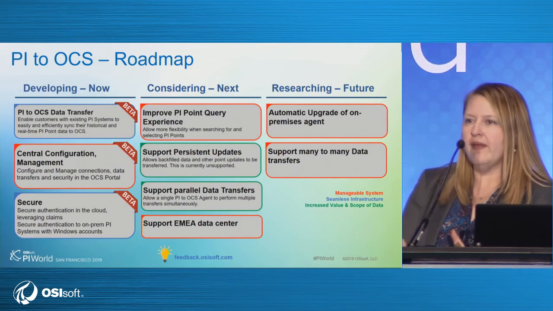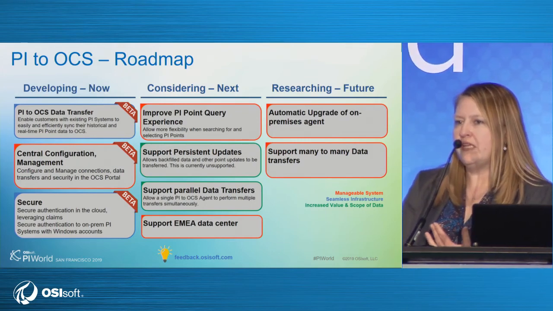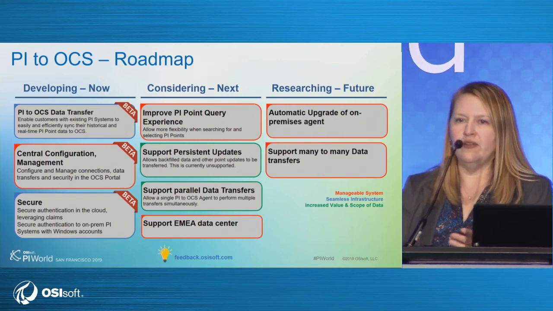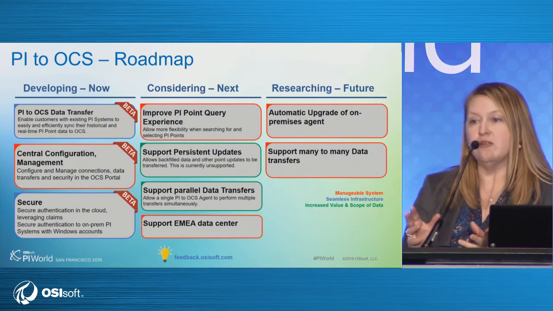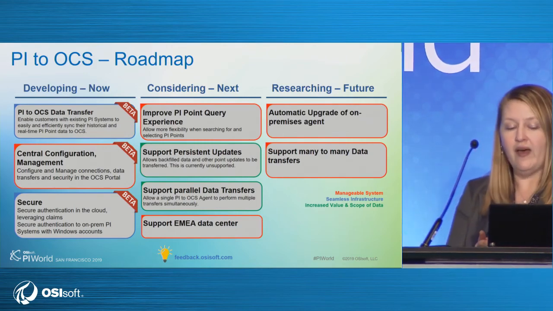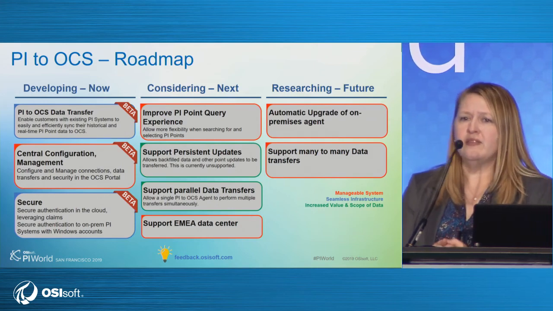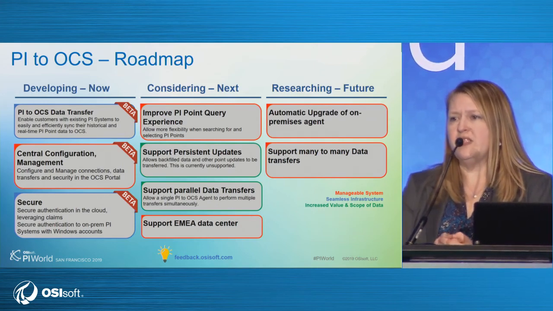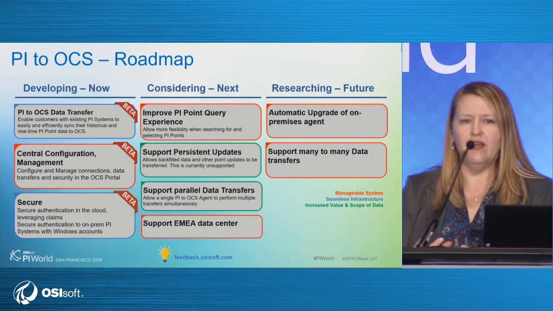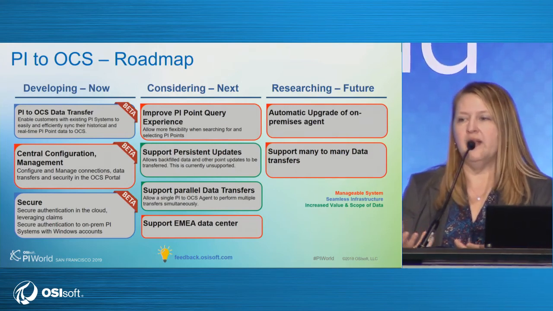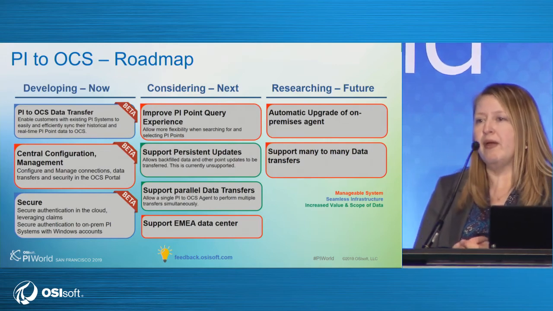The things that we're thinking about doing after this first release is to improve your experience for searching for data. You might have noticed it was just a tag search with a tag name and a point source. We're doing some research actively this week actually about how to improve that for you. Another thing is how do we support persistent updates? If you were to recalculate something in your Pi system, or if you were to backfill data, how could we automatically transfer that data back up? And also supporting parallel data transfers.